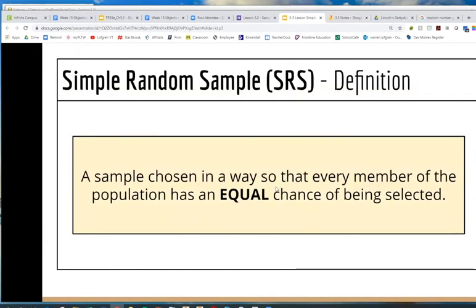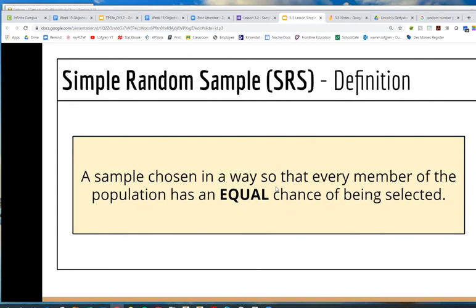So here's our final definition. We've been talking about this word, a simple random sample. What is a simple random sample? We've talked about how to get one, but what is it? A simple random sample is a sample where you choose your sample in some way, whether you use a random number generator or slips of paper in a hat, it doesn't matter, but you choose it so that every member of the population has an equal chance of being selected. So if I'm choosing 50 students, you are just as likely to be picked as any other student who goes to Centennial. No student is more likely to be picked, no student is less likely to be picked.